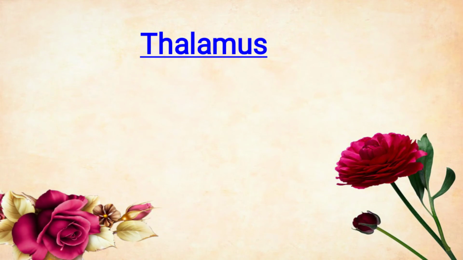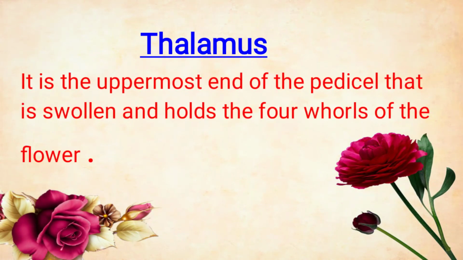Next one is thalamus. What is thalamus? At the uppermost end of this pedicel, this stem, there is a thick part, that is thalamus. And this thalamus supports all the main four parts of the flower. Which are the main four parts? Sepals, petals, stamens and pistil.